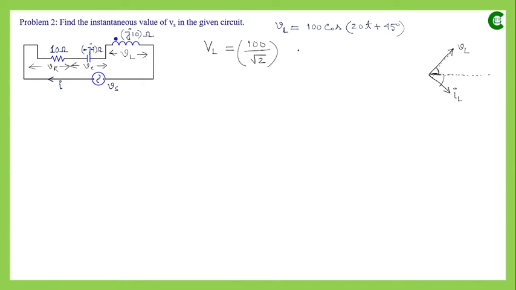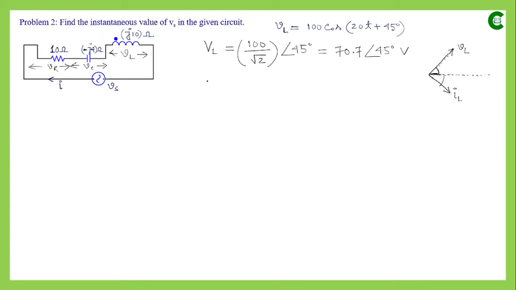Now if we want to represent it in polar form, we have to consider the angle also, which is 45 degrees, the phase difference. So finally, if we simplify this, it will be 70.7, and angle wise it is 45 degrees, and since this is voltage, it will be volts. Now if we want the same value in rectangular form, we can convert that easily.